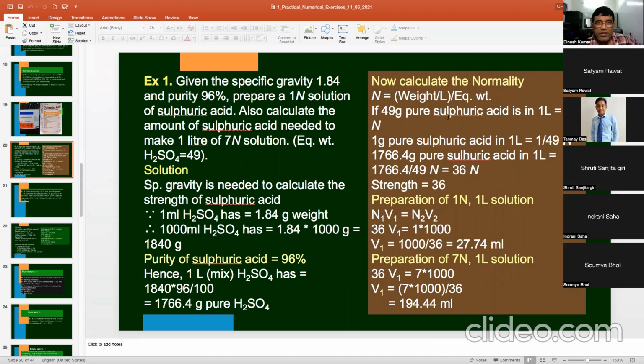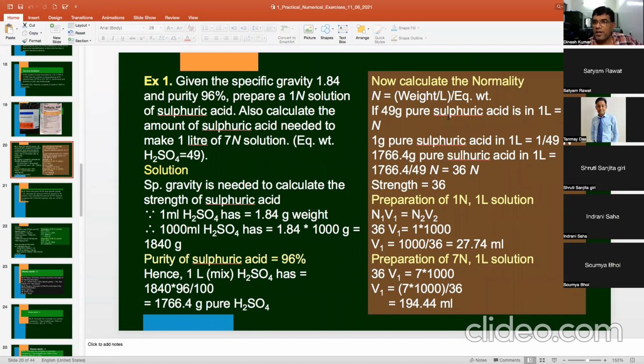Normality formula you need to remember. Weight of the pure acid divided per liter. In 1 liter, how much is the weight? And divided by equivalent weight. So the denominator is equivalent weight. The numerator is the weight of sulfuric acid in 1 liter, divided by equivalent weight. It means how many equivalents are there. You need to calculate it.